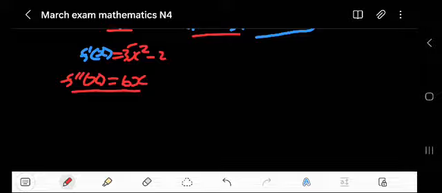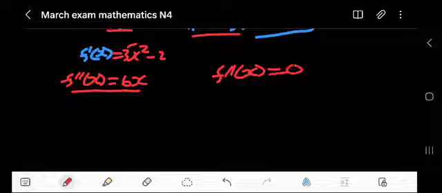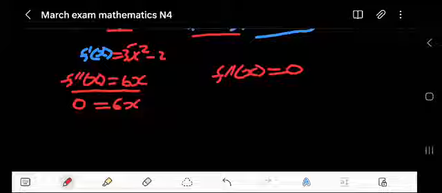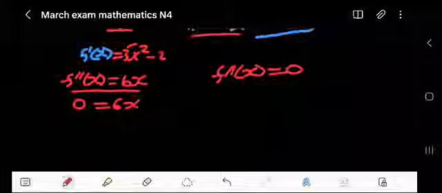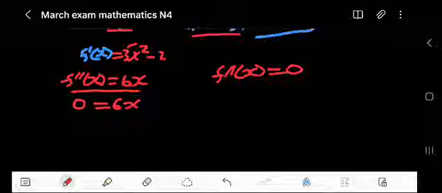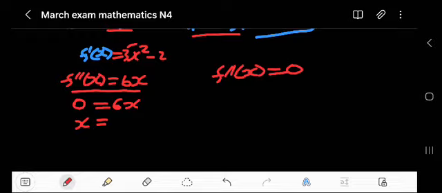So we know at a turning point, it's when the second derivative is equal to 0. So we'll have 0 here, 6x, isn't it? We'll divide by 6 on both sides. If we divide by 6, the x value will simply be equal to 0.